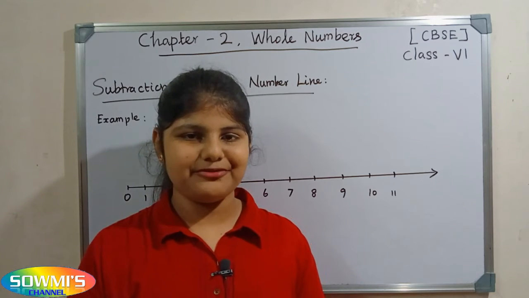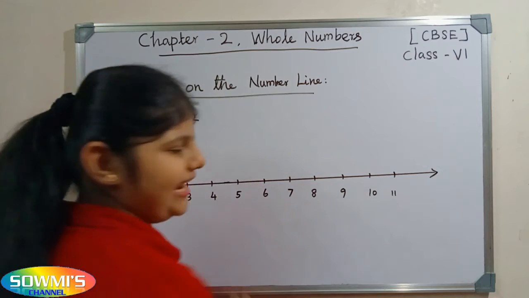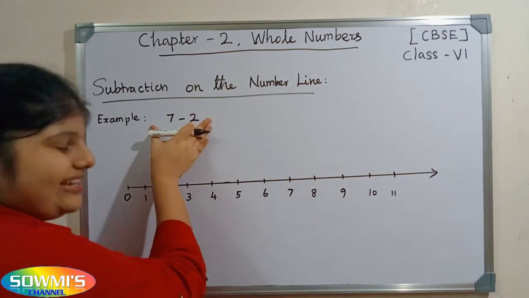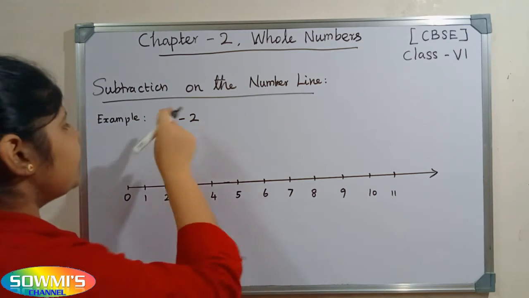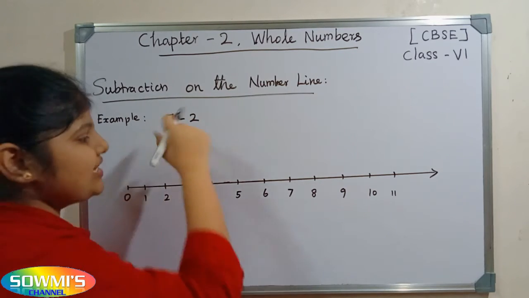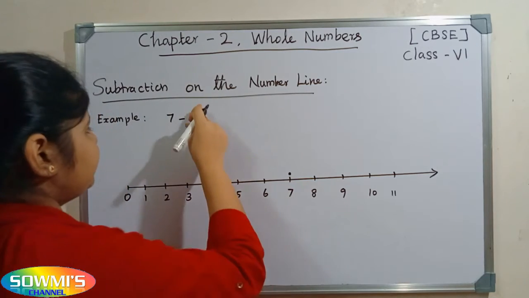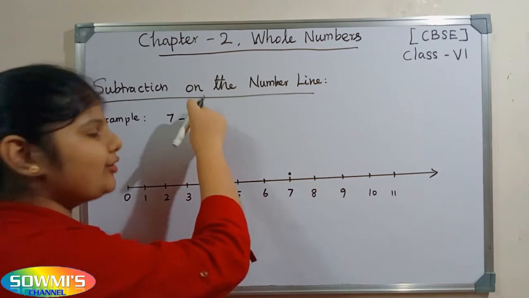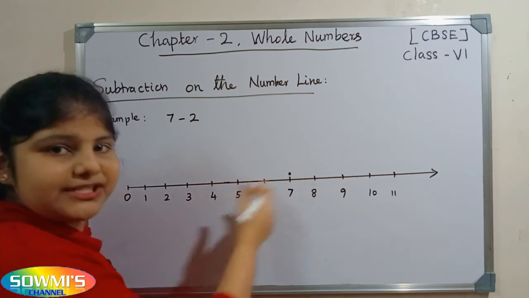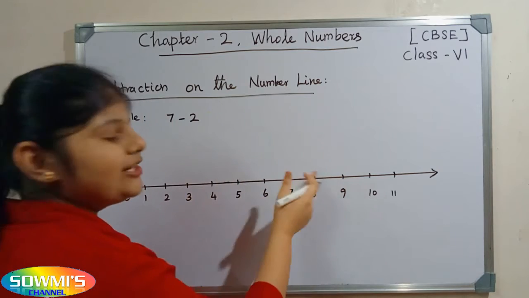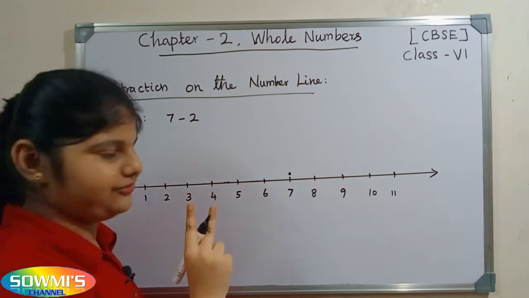Now we will see how to represent subtraction on the number line. First we have to draw the number line like this. So here the given example is 7 minus 2. Here the first number is 7. So now we have to start from 7. Now we have to subtract 2 from this number. So now we have to make 2 jumps to the left, not to the right, to the left. How many jumps we have to make? 2 jumps we have to make.